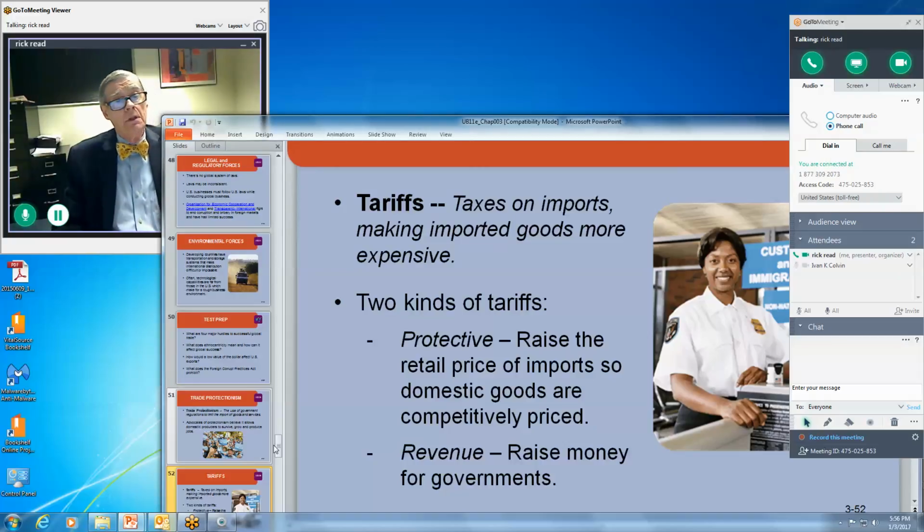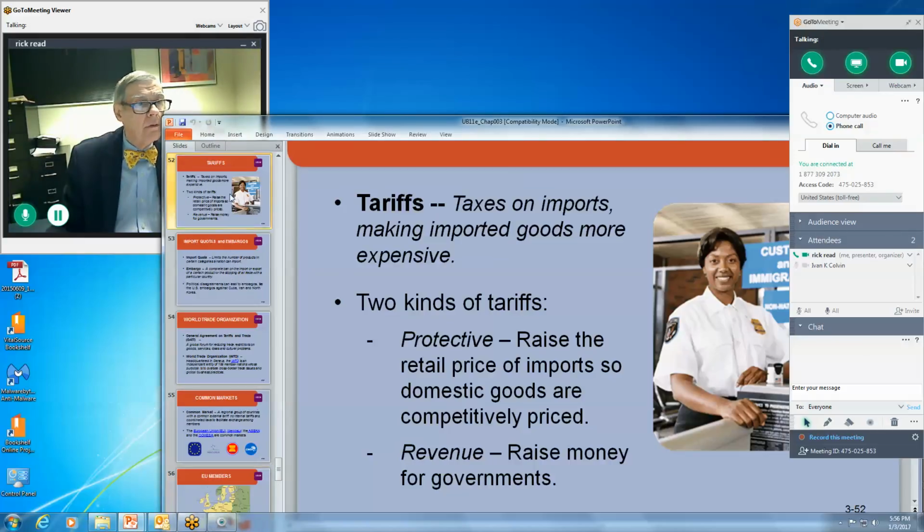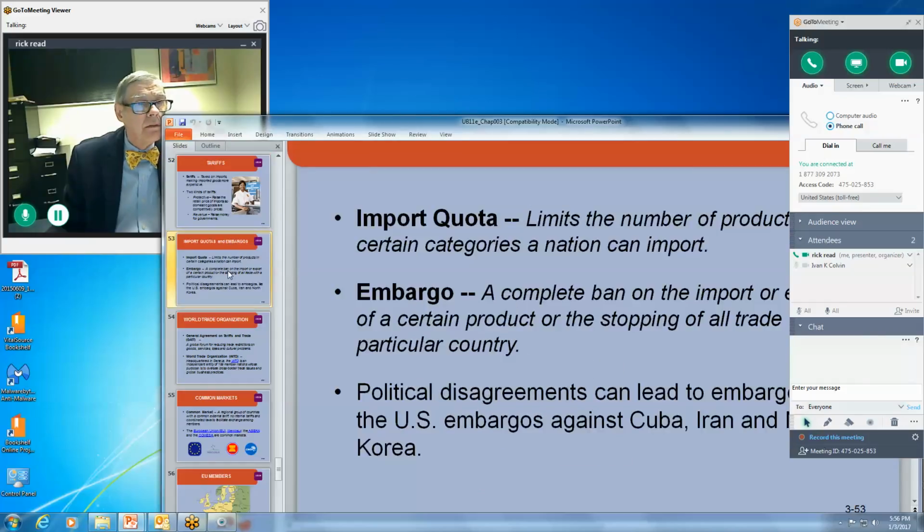Two kinds: protective tariff and revenue tariff. Obviously, revenue is to get more money in for the government. A protective tariff is to raise the retail price on imports to protect a domestic industry. An import quota, simply what it says, limits the amount of a particular product that's allowed to be brought into a country. An embargo is a complete ban on products.